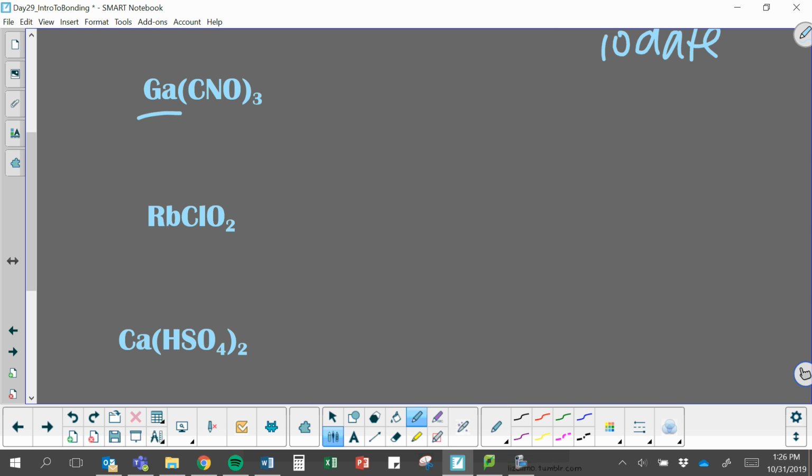This first one, Ga. Find Ga on your periodic table: gallium, which is 13. So its name would be gallium. And then we're going to look on our chart of polyatomic ions for CNO. Where is it?